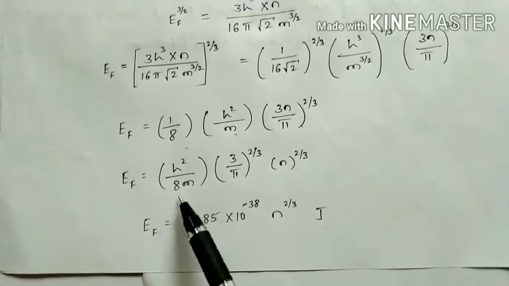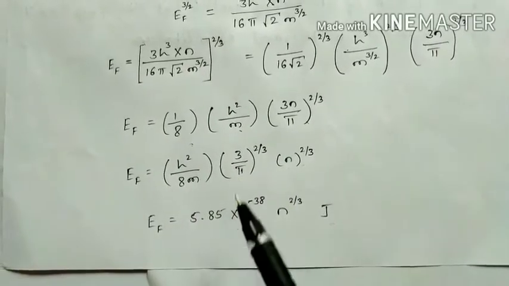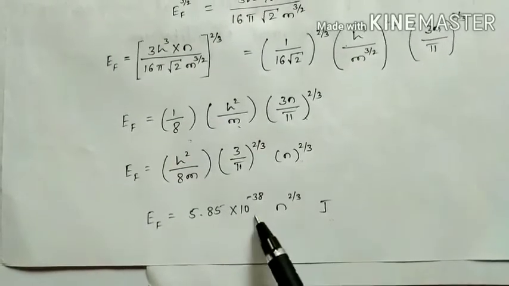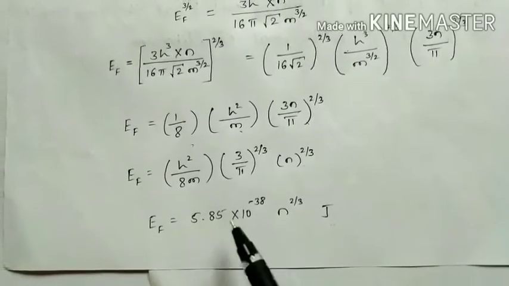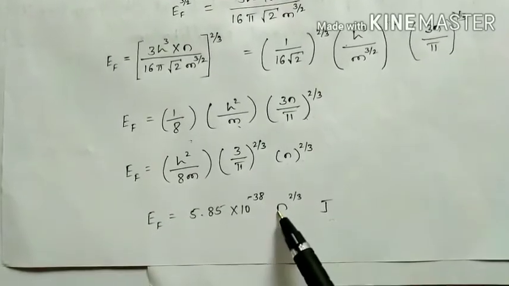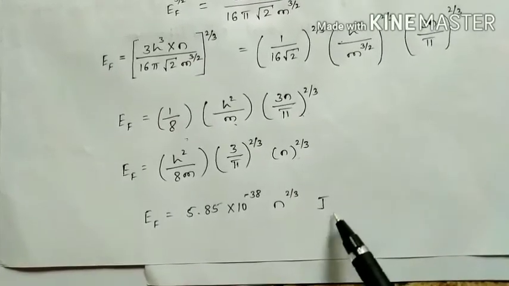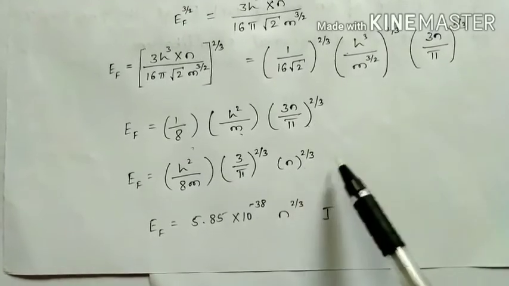If we substitute all these constant values and simplify, we will get this value as 5.85 into 10 to the power of minus 38. So the Fermi energy expression can also be written as 5.85 into 10 to the power of minus 38 into n raised to 2 by 3 in terms of joules. So this is the expression for Fermi energy at 0 Kelvin.